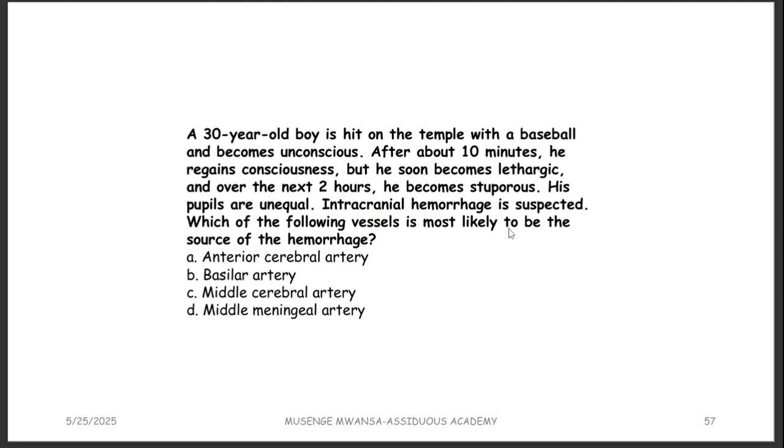Which of the following vessels is most likely to be the source of the hemorrhage? Anterior cerebral, basilar, middle cerebral, middle meningeal. What do you think? Any thought?